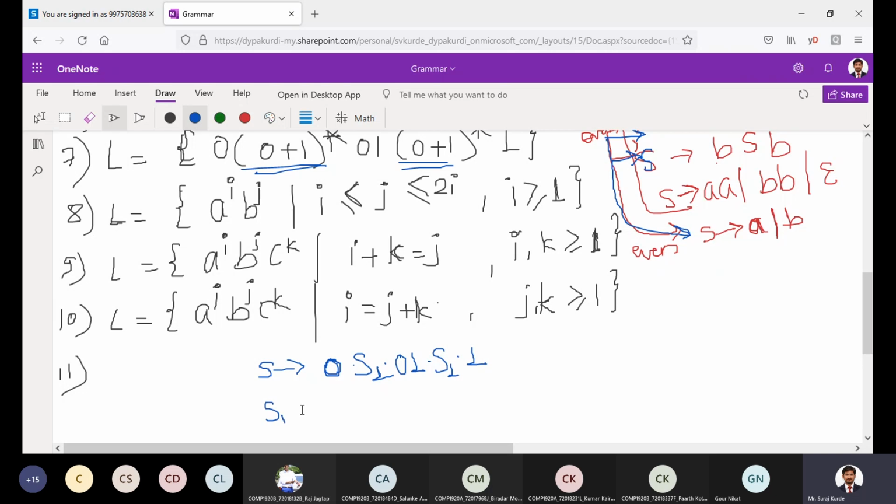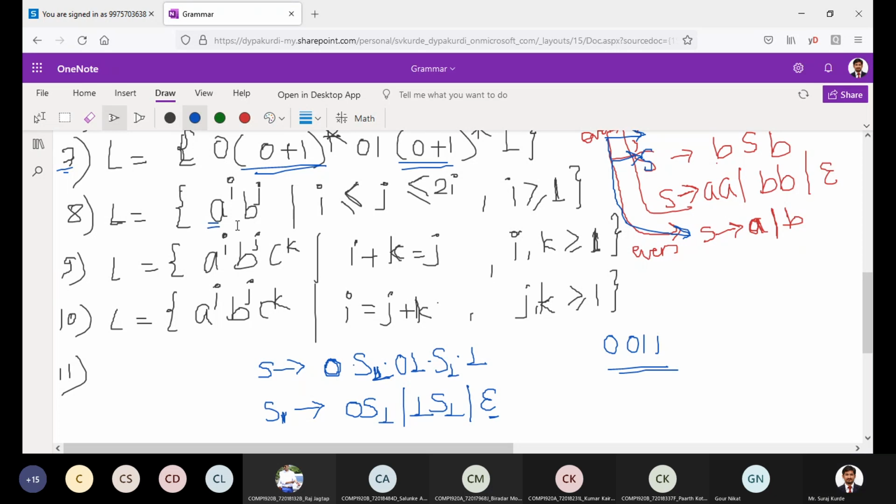Now what is Y1? It is repetition of 0 or 1, and that too 0 or more times. So Y1 should produce 0 Y1, or it can produce 1 Y1, or it can be epsilon, 0 times. So we can have 0 0 1 1. This string is possible because the alphabets are repeated 0 times, so epsilon is there. So 0 times repetition, that's why epsilon is there. So these are the production rules for the seventh.